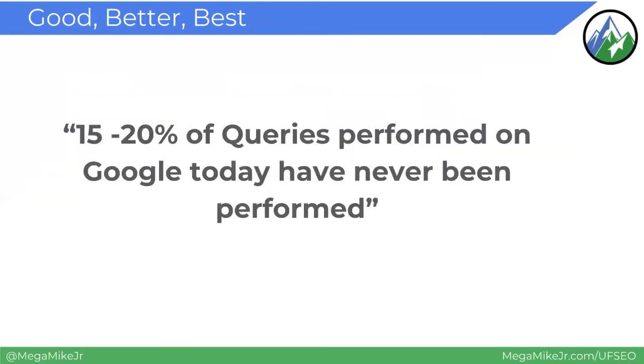And the next slide actually tells you a little bit more about that. It's about the good, better, best model. So it's good to identify keywords. It's better to identify the trends, but it's best if you find a freshness query, because 15 to 20% of queries performed on Google today have never been performed before. So this is where the interesting part comes into play, right?